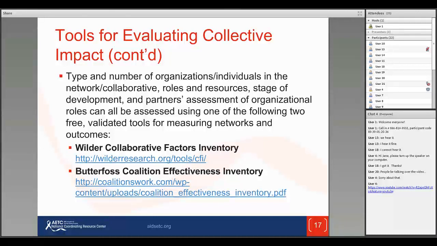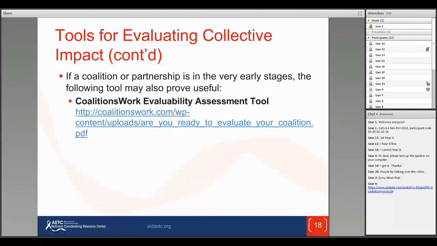The Butterfoss Coalition Effectiveness Inventory has both a qualitative and a quantitative component to it. The others are more qualitative. So the Butterfoss has some advantages in terms of putting the face to those numbers. That's what I like about that particular tool.